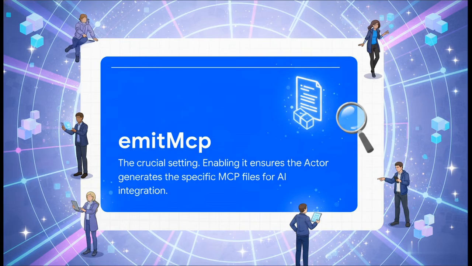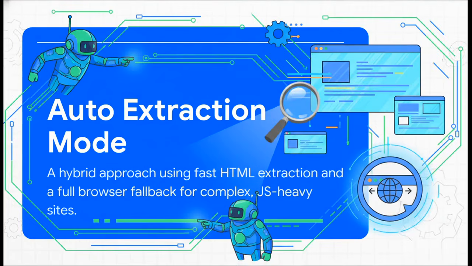MCP stands for Model Context Protocol, and you can just think of it as the standard language AI agents need to understand how to use web tools. For this one, just leave it set to auto. The tool is really smart. It'll first try a super fast method to just read the site's basic HTML. But if it detects a more complex, modern website that's heavy on JavaScript, it'll automatically switch gears and fire up a full browser to make sure it doesn't miss a thing. It's really the best of both worlds.